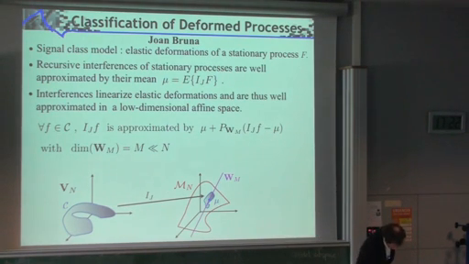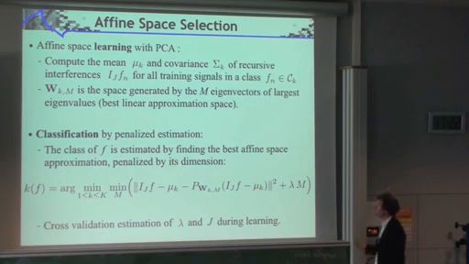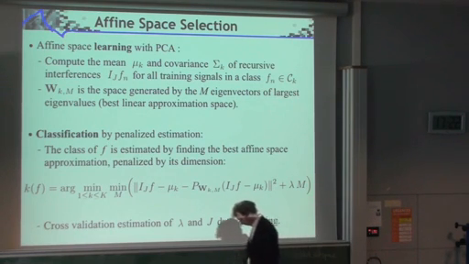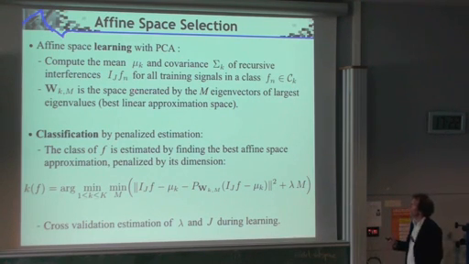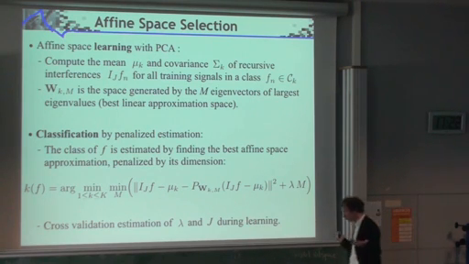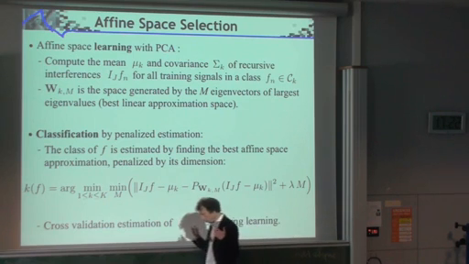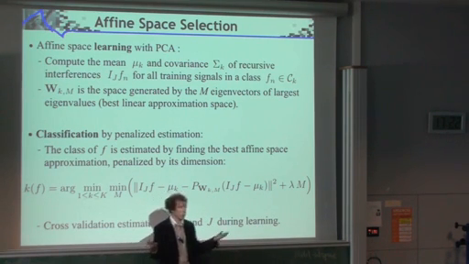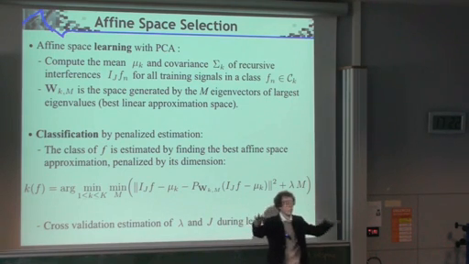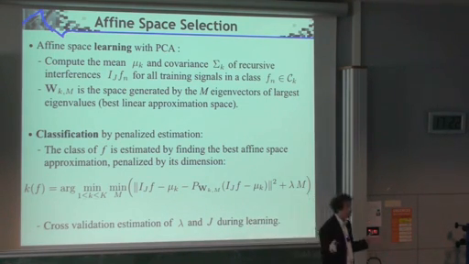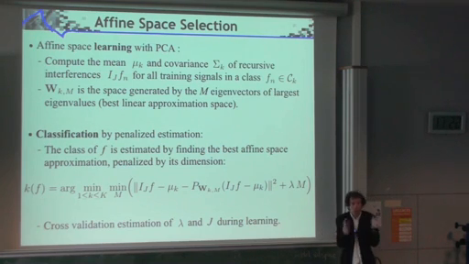So the strategy proposed by Joan consists in learning the space, and to do the learning, you are going to simply use a PCA transformation. Now you are in a problem of classification. So you have different classes. If you have 10 digits, you have 10 different classes. For each of the classes, you have a certain number of training signals.